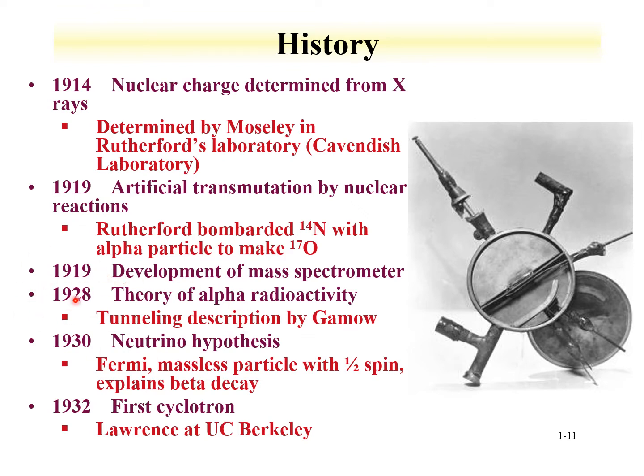1928, the theory of alpha radioactivity by Gamow, which utilized the concept of tunneling through a barrier to describe the decay. 1930, Enrico Fermi proposed the neutrino hypothesis, where there's a massless particle with a spin of 1/2 that was used to explain beta decay. When we discuss beta decay, you'll see the importance of Fermi in understanding it.